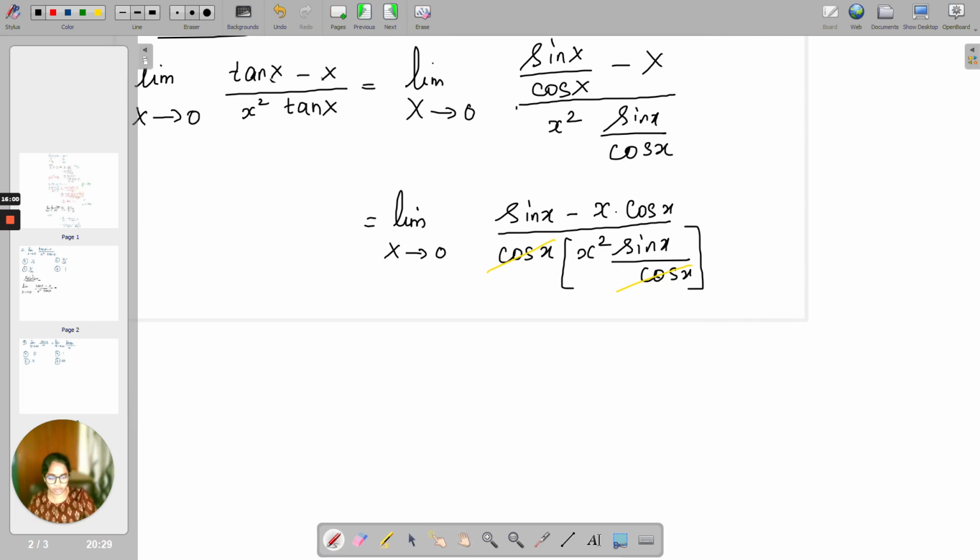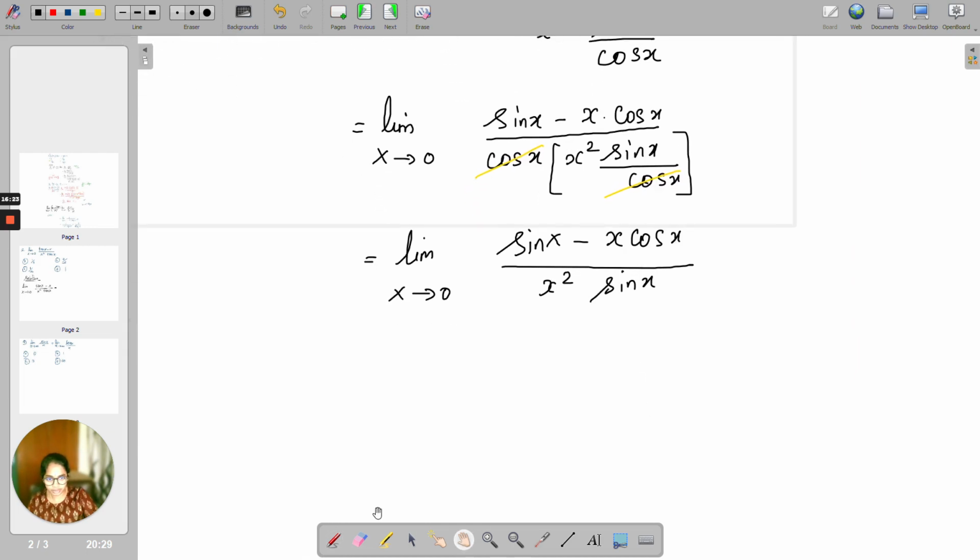Now you apply the limits. What are you getting? Again I'm getting 0 in the numerator, 0 in the denominator. Now you apply L'Hospital's rule. Yes. So what is L'Hospital's rule? You just have to differentiate the numerator and then the denominator, right, with respect to x. Okay, so here you have limit x tending to 0.